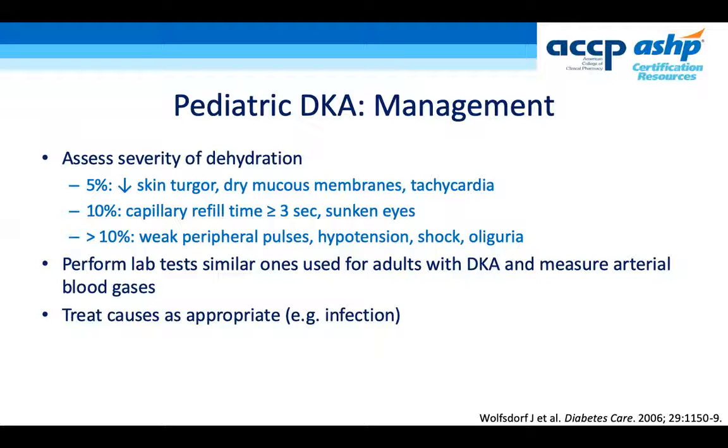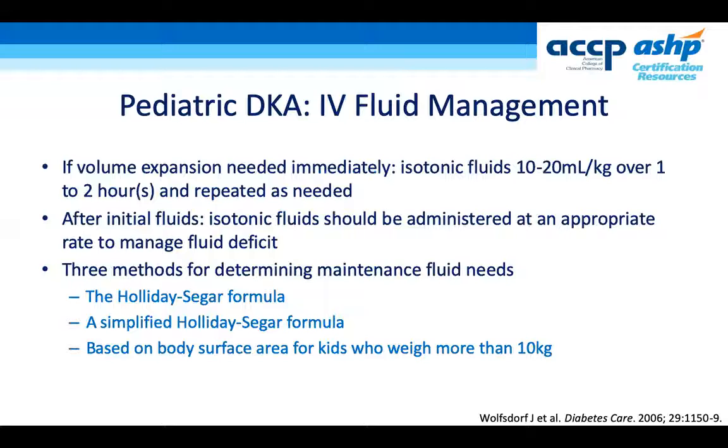Lab tests, of course, similar to what we would use with adults, would be used, as well as ABGs, and then treating causes as appropriate, just as we talked about with adults as well. So for IV fluid management, if a volume expansion is needed, you can give them isotonic fluids of 10 to 20 mils per kilo over 1 to 2 hours. If their DKA is mild enough and they're not needing IV fluids, you can do this orally as well. It just depends on the state of the patient. After their initial fluids are given, similar to adults where we gave a bolus and then put them on a maintenance rate, you would do the same with our pediatric DKA patients.